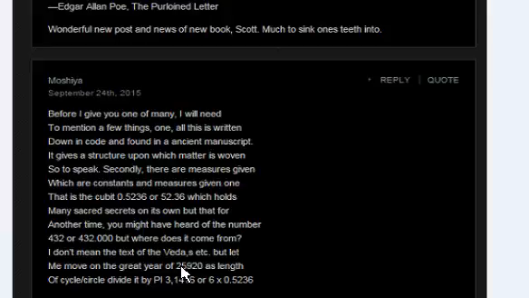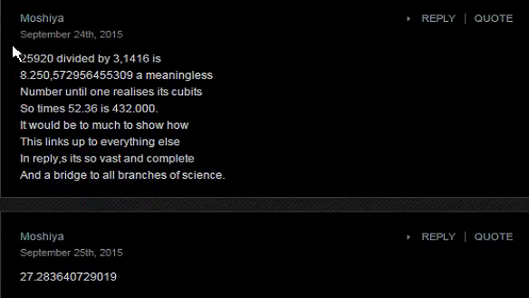I don't mean the text of the Vedas etc., but let me move on to the great year. Here the number 25,920 is the number connected with the great year. So that number is connected with the number 432. Then we have the connection here: the length of cycle or circle divided by pi, 3 or 6 times 0.5236.